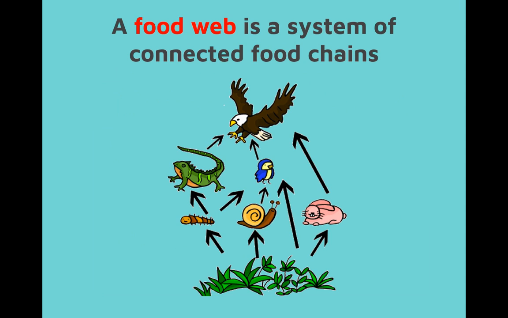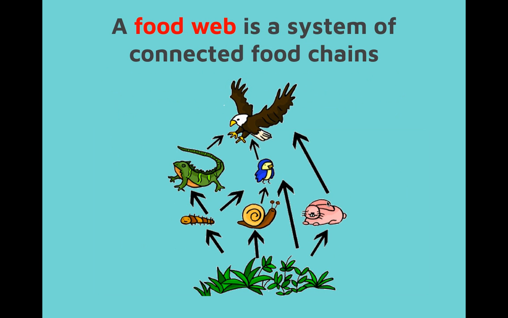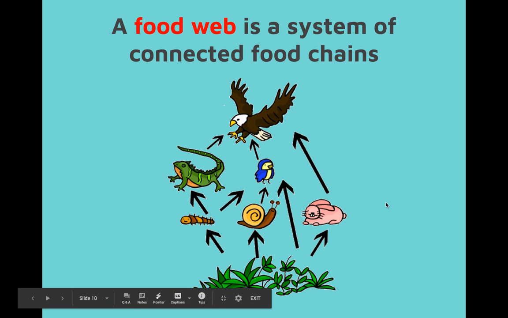Now we get a little bit more complicated. The food web. The food web is a system of connected food chains. This is awesome, right? It's very easy to keep track of, but this is not what an ecosystem looks like in nature. It's not just the mouse only eats the cricket, the snake only eats the mouse, the hawk only eats the snake. That's not how ecosystems work. In an ecosystem, we actually have multiple food chains that are connected to create a food web, which is much like what we see here.